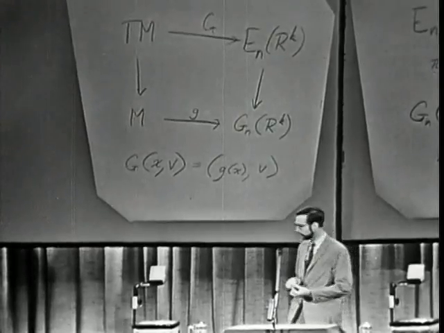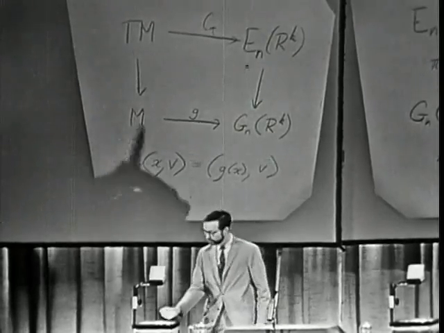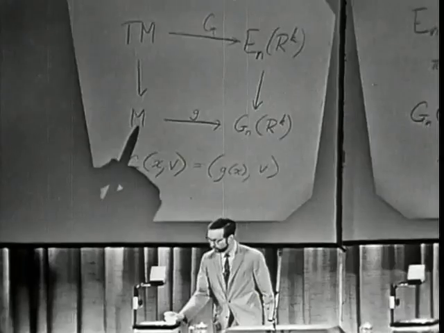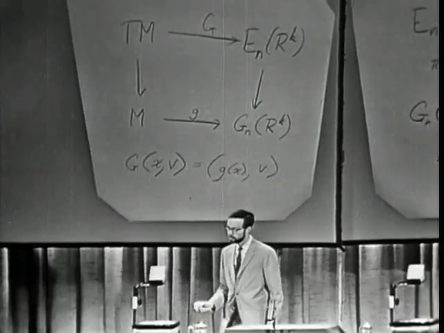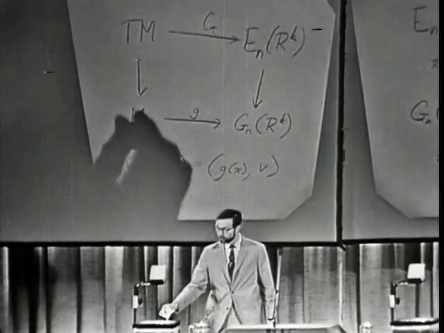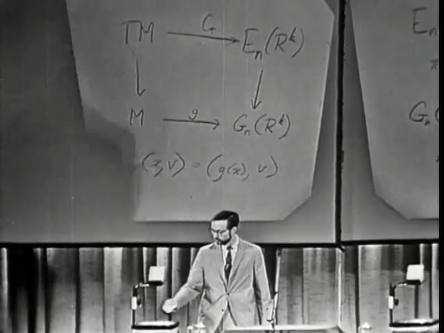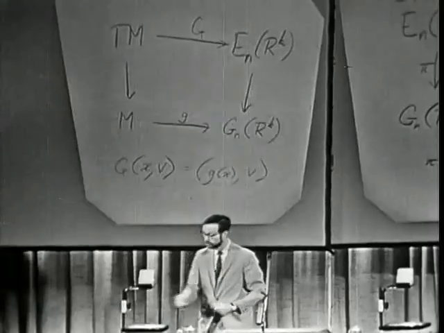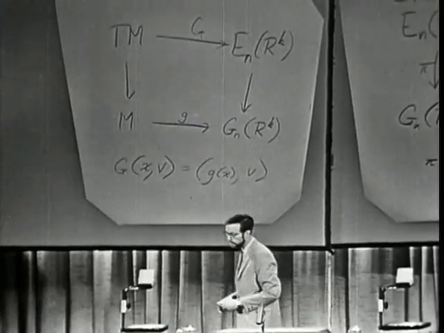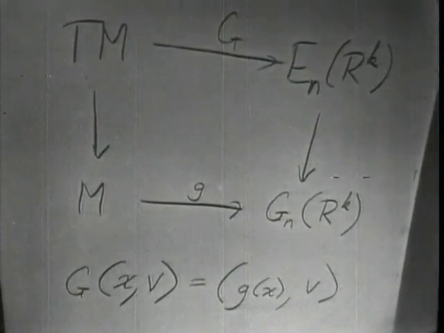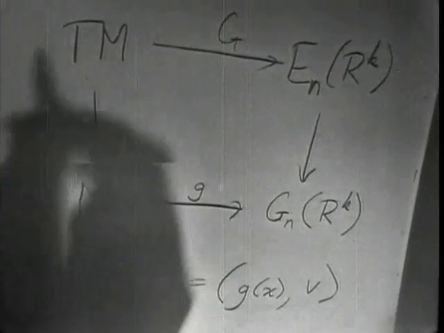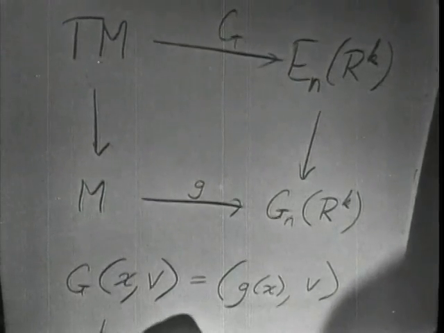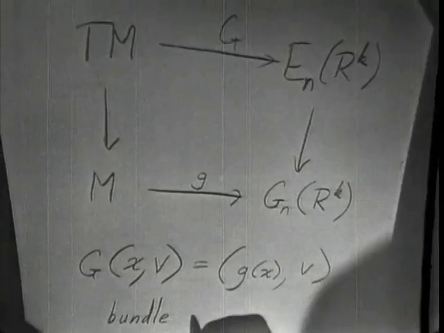And notice the following property also. Suppose we take any fiber here. So the fiber is a certain n-dimensional vector space. Corresponding to any point x, the inverse image is an n-dimensional vector space. That will map over here to a fiber, which is also an n-dimensional vector space. And each vector space here gets mapped precisely isomorphically onto the corresponding vector space here. So this diagram is an example of what's called a bundle map.